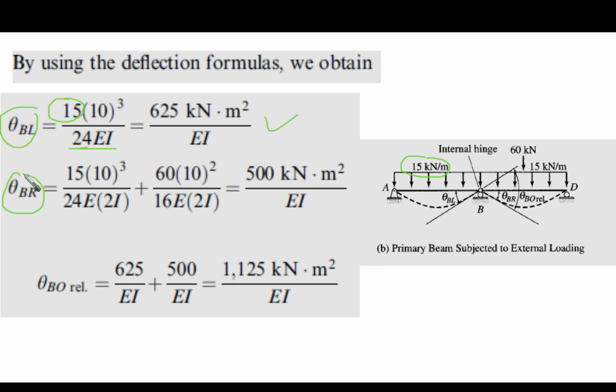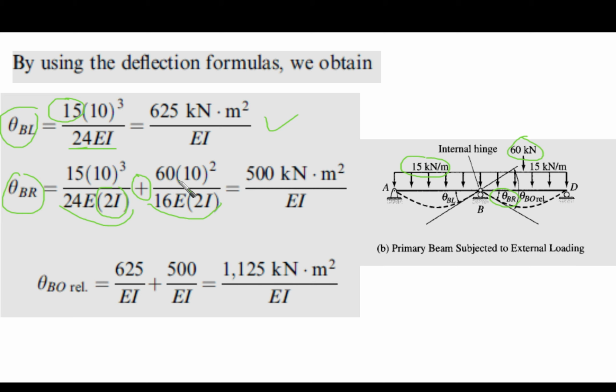For theta BR, let's have a look here. This is theta BR. It is for the span BD, but this span is loaded with distributed load and concentrated load. So we need to make superposition. Two cases for distributed load and one case for concentrated load. This is why you are going to find here we have the summation. We have one term plus another term. This term is due to distributed load. It is pretty similar to the above one, which is 15 times 10 cubed over 24 EI. I here is 2I because this span has double the inertia of AB.